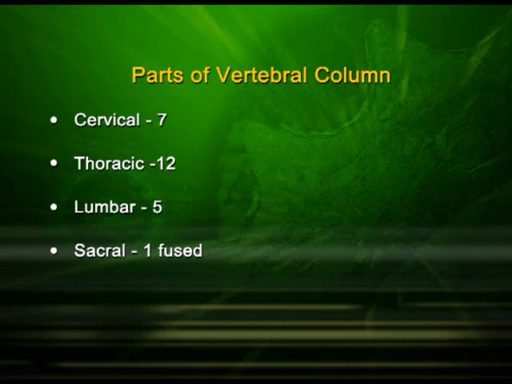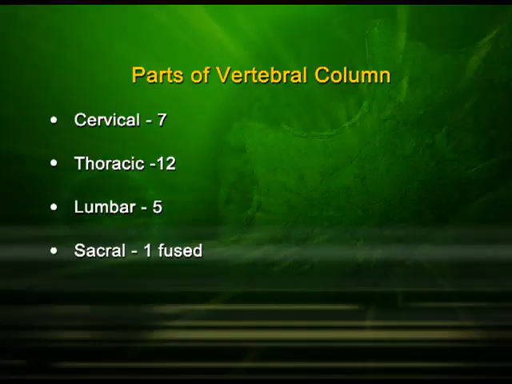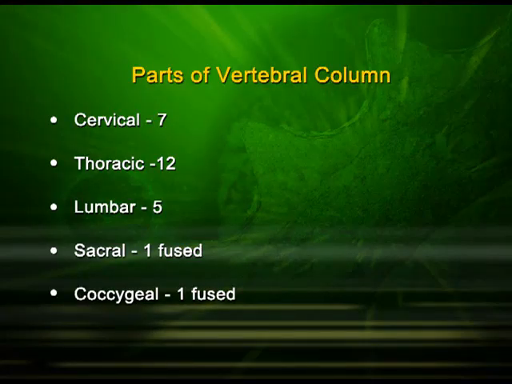We are now discussing parts of the vertebral column, or in other words, the distribution of vertebrae in different areas of the vertebral column. Cervical vertebrae are 7 in number. Then there are thoracic vertebrae, which are 12 in number. After that, lumbar vertebrae, they are 5. Coming to sacral, it is 1 but fused, and then there is coccygeal, again 1, and it is also fused. This is in the tail region.